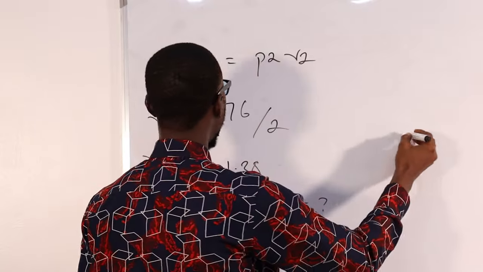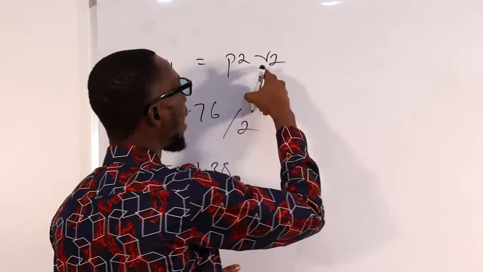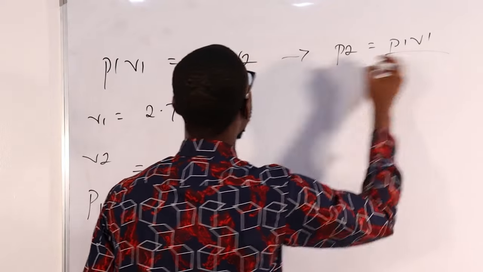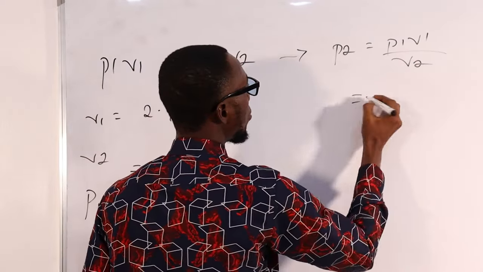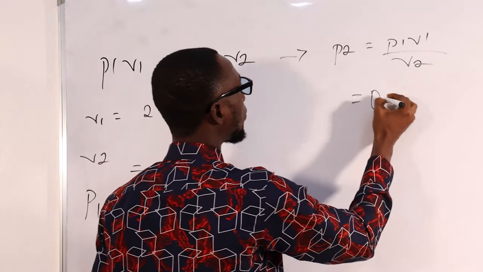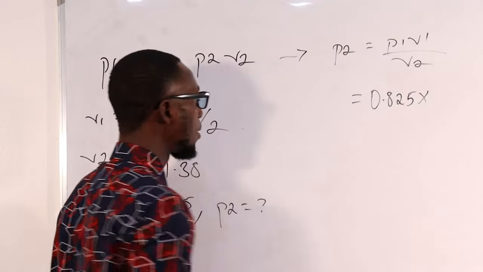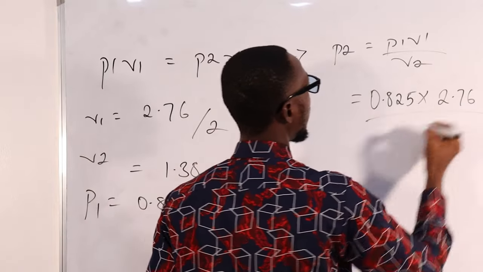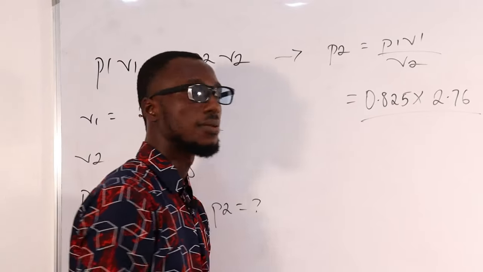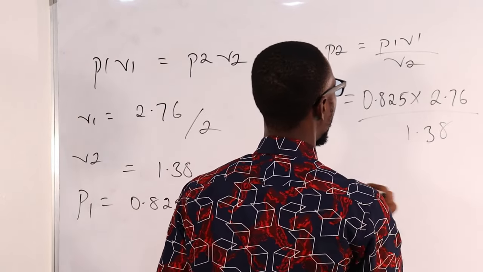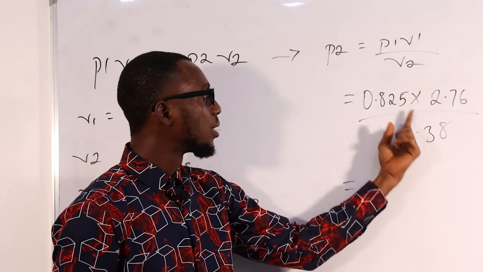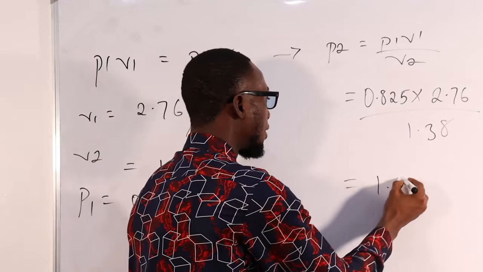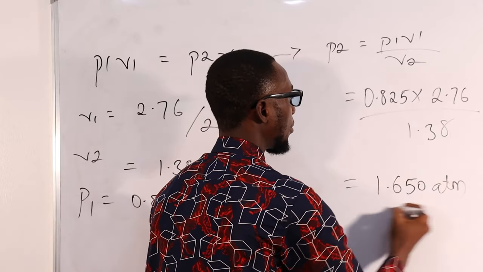So we have P1, which is 0.825. Remember, we are asked to find P2. So P2 will be equal to P1 V1 over V2. So we'll have P1 as 0.825, multiplied by the volume, okay, we have the first V1 as 2.76, all right, divided by the second volume, which is 1.38. So if we multiply this and we divide it by what we have in the denominator, the answer we are going to get is 1.650, okay. So that's our answer.